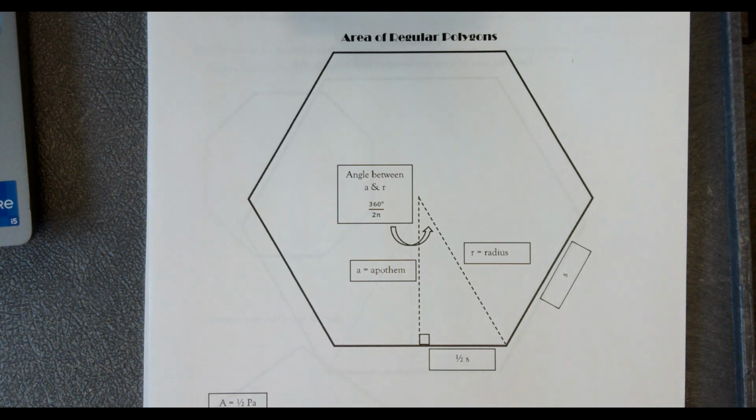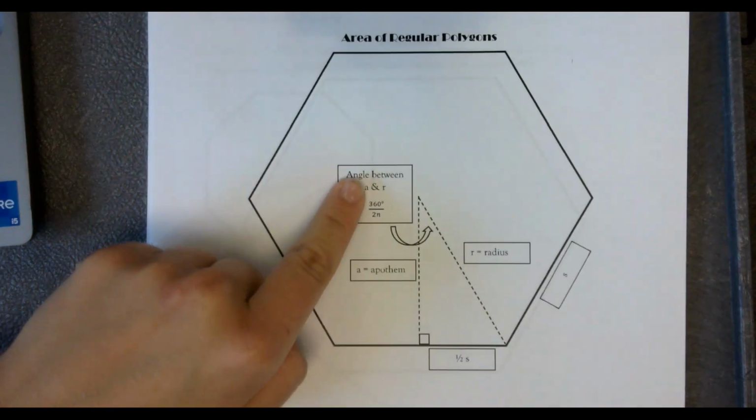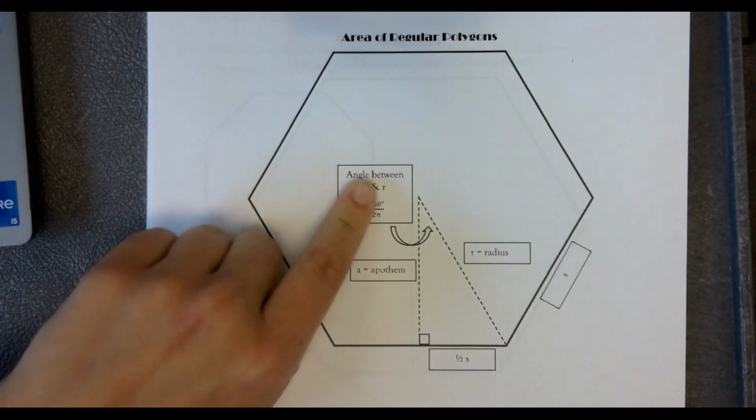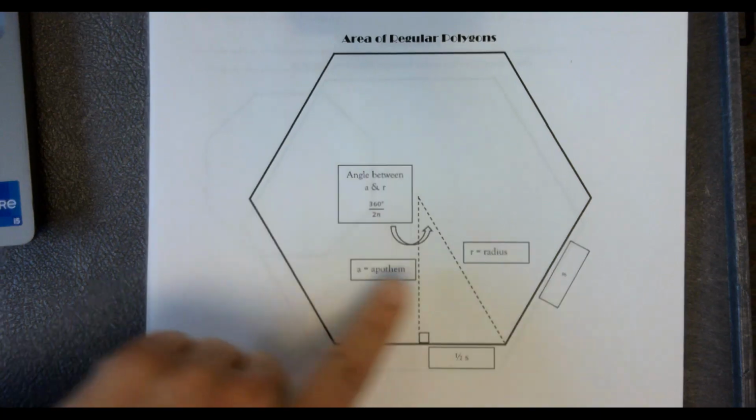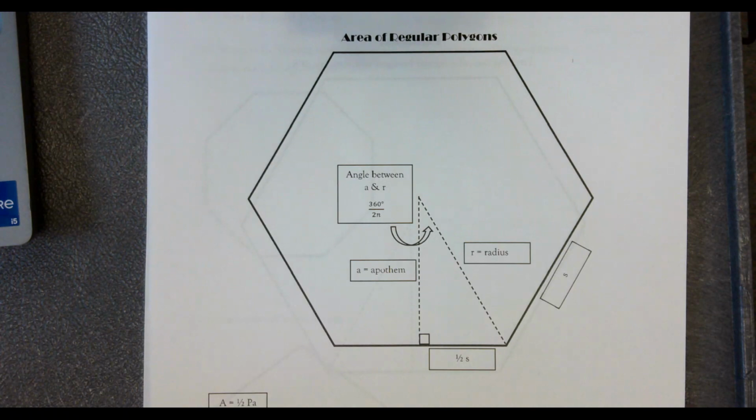Okay, so anytime we need to find the area of a regular polygon, there's a couple of things that we need to know. The first thing we need to know is the angle between A and R. Okay, so A is the apothem and R is the radius. And any time we need to find that angle, no matter the shape, it could be a hexagon, a pentagon, a heptagon, whatever, we always do 360 divided by 2n.